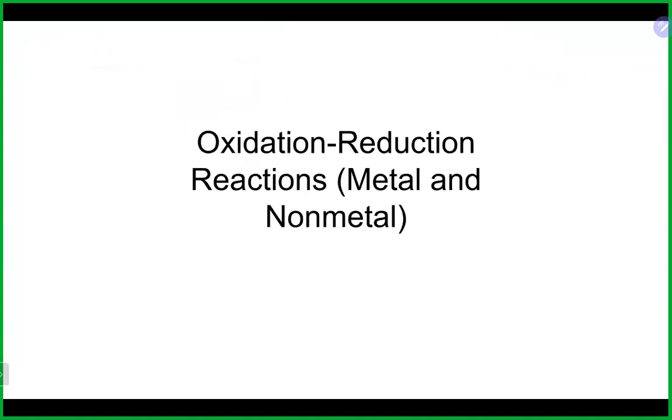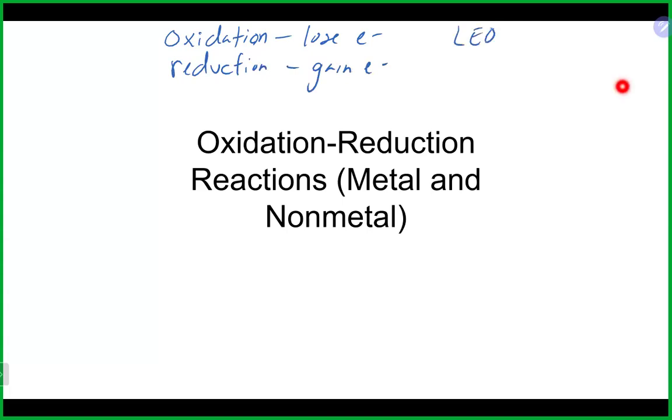And when we talk about oxidation and reduction, these two things always happen together. Oxidation means that somebody will lose electrons, and reduction means somebody will gain electrons. Sometimes people remember this as Leo the lion goes grr: loss of electrons, oxidation; gaining of electrons, reduction.